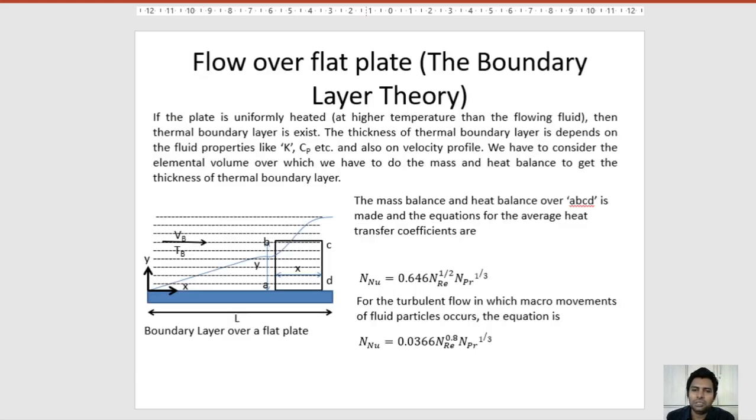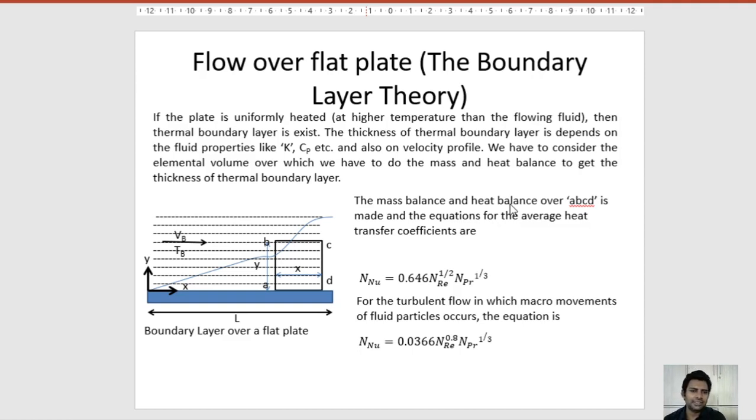Now, see the flow over the flat plate, that means the boundary layer theory. Now, these are the applications of convection heat transfer. And if there is one plate which is uniformly heated at a higher temperature than the flowing fluid, then a thermal boundary layer exists, and the thickness of the thermal boundary layer depends on fluid properties like thermal conductivity, again specific heat, etc., and also the velocity profile.